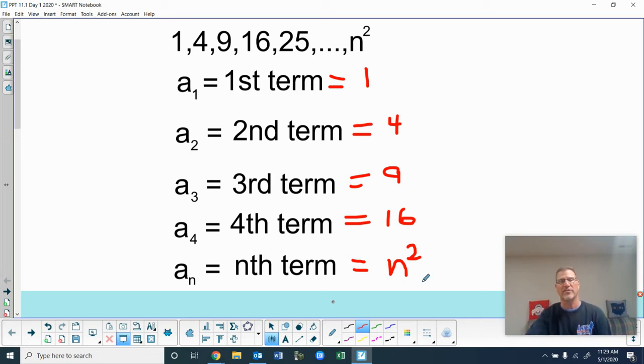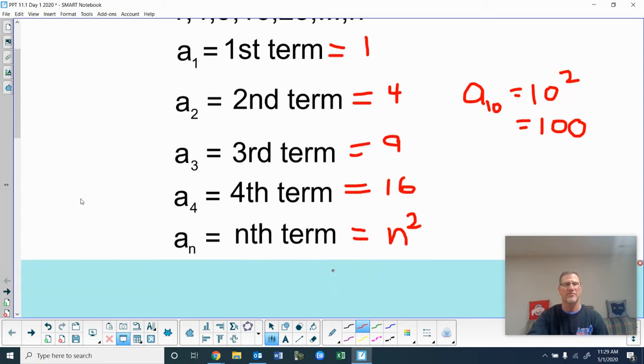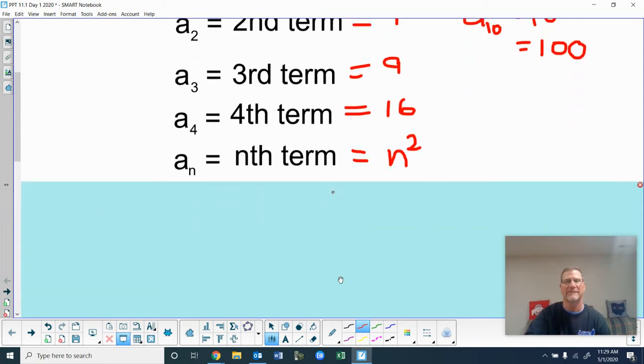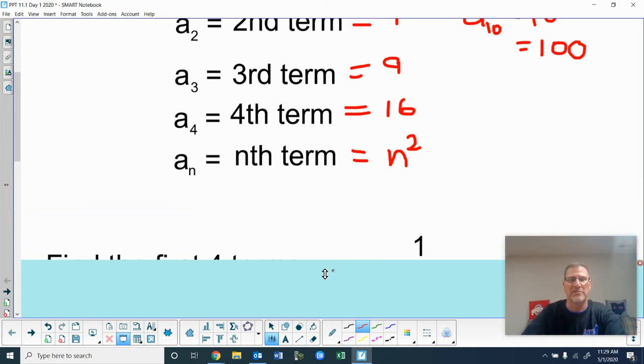If I wanted the 10th term, A sub 10, I would do 10 squared, which would be 100. So I could find any term I wanted because I know the rule. All we're doing is substituting in for n whatever term we want, and then we figure it out. So let's look at a couple examples.